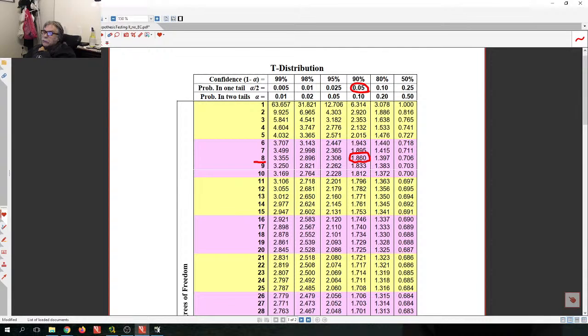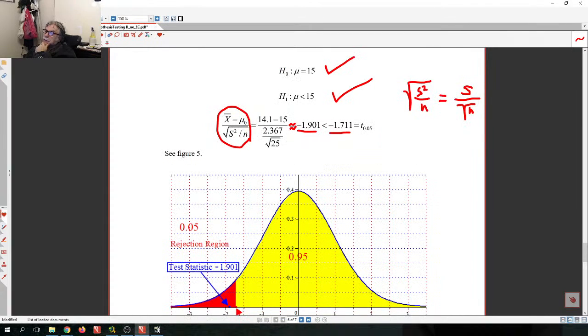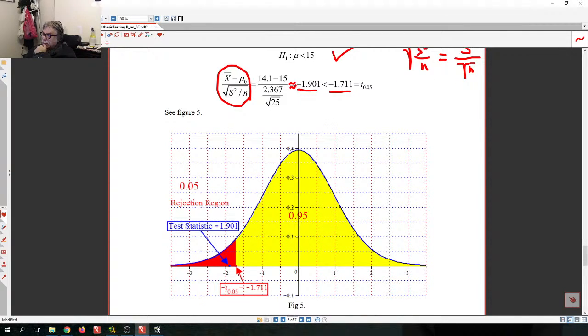T-tables, 5% in left tail, 25, 24 degrees of freedom. n is 25, 24 is degrees of freedom. The number we are looking for is this number here, 1.711. But you can see on my picture, very nice. Here, this is the critical value.